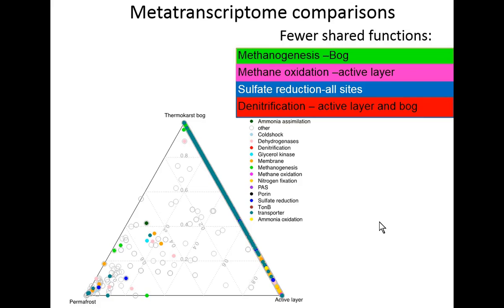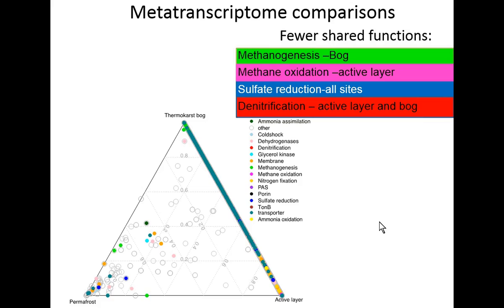So when I did the same tree plot for the metatranscriptomes, the results looked really different. Most of the active genes were shared among the active layer and thermokarst bog, so they just overlap here on this line. But what I could see in here is the same thing as for the metagenomes.